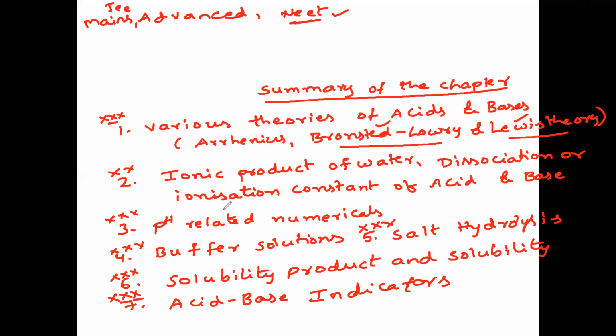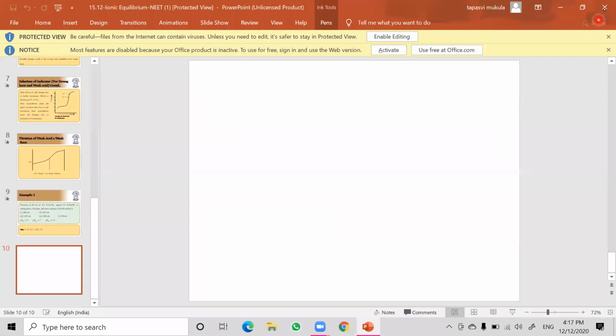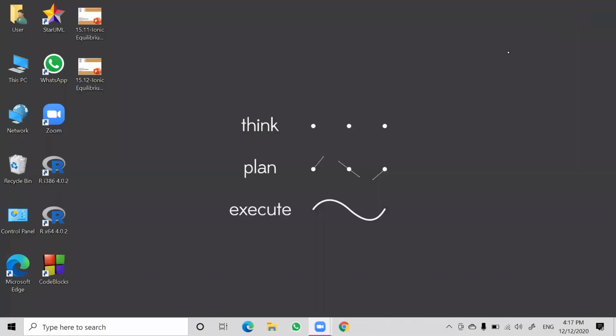So these are the concepts in this chapter, and all of them are very, very important. Please do them properly so that you can easily do the questions in the entrance exam. With this, I'm completing this lecture. In the next lecture, we'll come up with a new chapter. So do what we discussed in the lectures. That is most important.